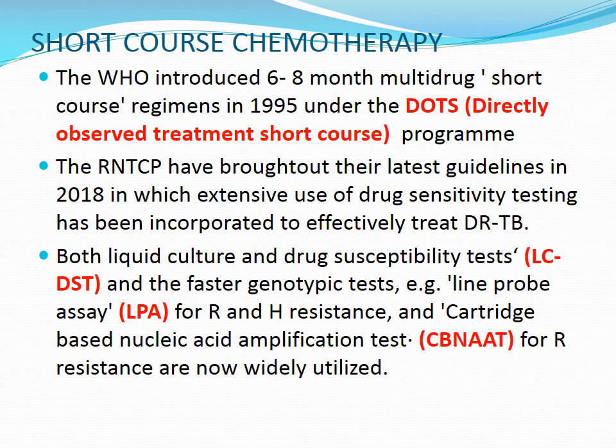The exception is MDR and XDR tuberculosis and rifampicin resistant tuberculosis, where I'm talking about drug sensitive tuberculosis. So we have reduced the treatment to at least 6 to 8 months, and that is called a short course chemotherapy, and that is conducted under the DOTS. I already told you what the DOTS is. Yes, directly observed treatment, and S for short course chemotherapy. Directly observed treatment, short course chemotherapy.